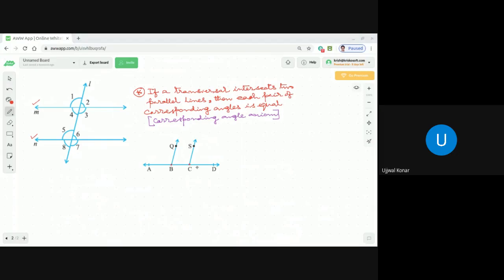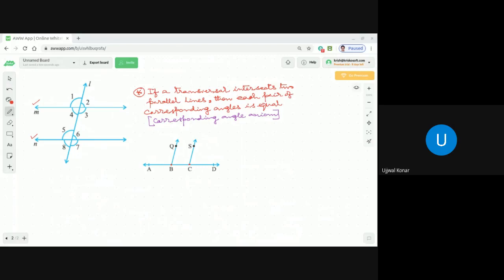After that, let's construct the angles ABQ and BCS equal to each other. That is what the converse statement says: if a transversal intersects two lines such that the pair of corresponding angles is equal, which in this case are ABQ and BCS, correct? And in this case AD is the transversal.